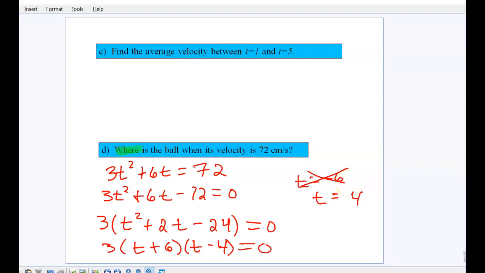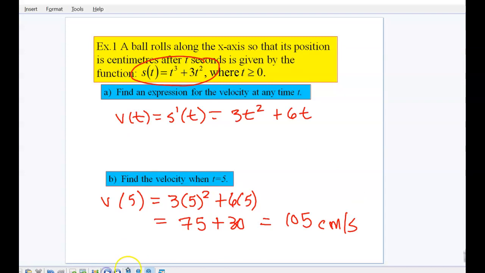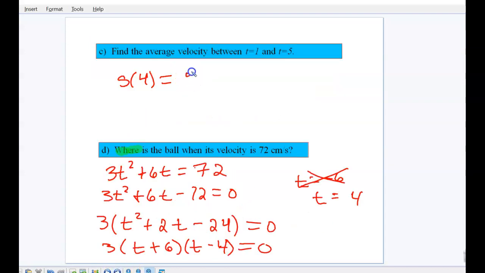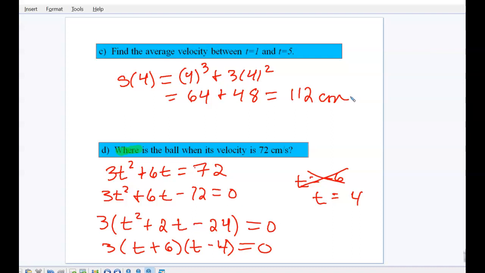So now we're not done with the question, because we're asked to find where the ball is, the position. So the position at 4 is going to equal 4 cubed plus 3 times 4 squared. Okay, so we'll do the math on that. 4 cubed is 64, plus 16 times 3 is 48, and this works out to be 112 centimeters.